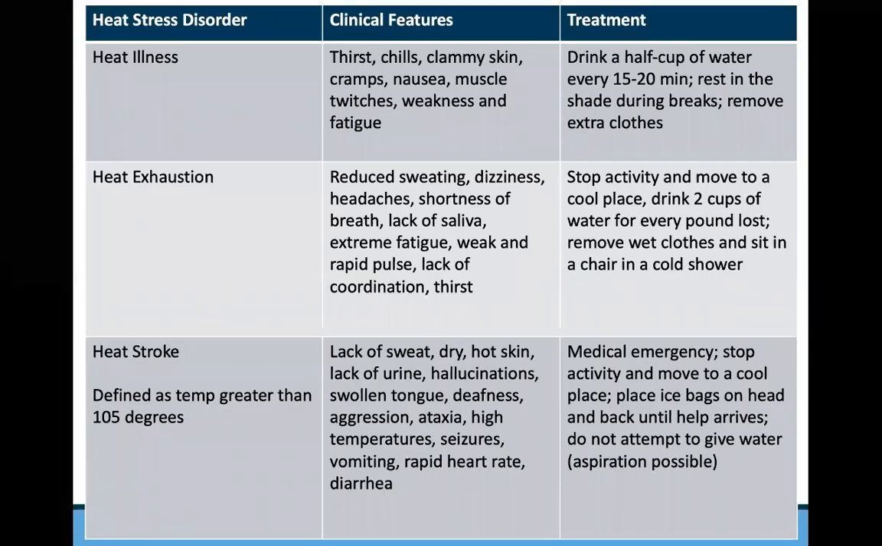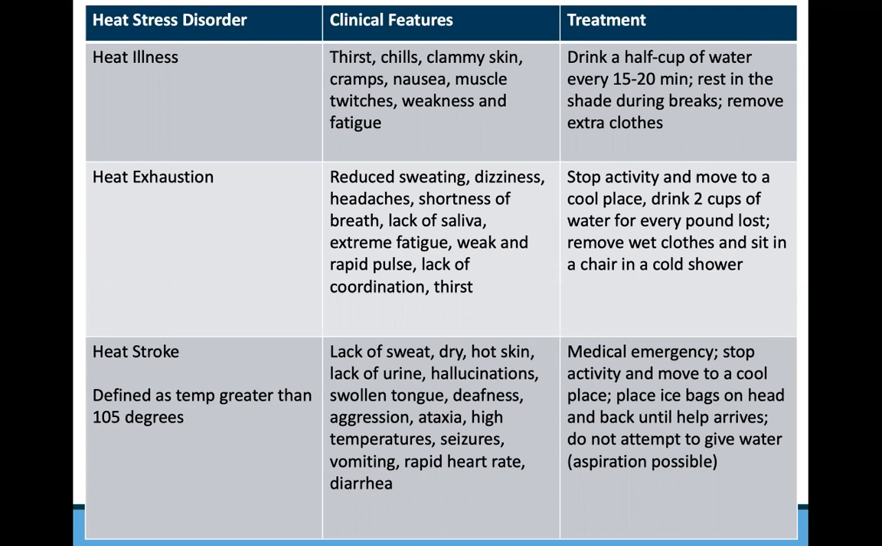So there are 3 different types of heat stress disorders, and they include heat illness, heat exhaustion, and heat stroke. Heat illness would present as the child becoming thirsty. They have chills, clammy skin, cramps, nausea, muscle twitches, and weakness and fatigue. Here, it would be important for treatment to include having them drink a half a cup of water every 15 to 20 minutes and rest in the shade during breaks and remove any extra clothing.